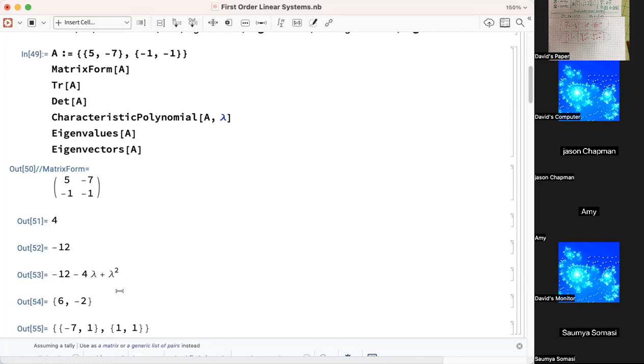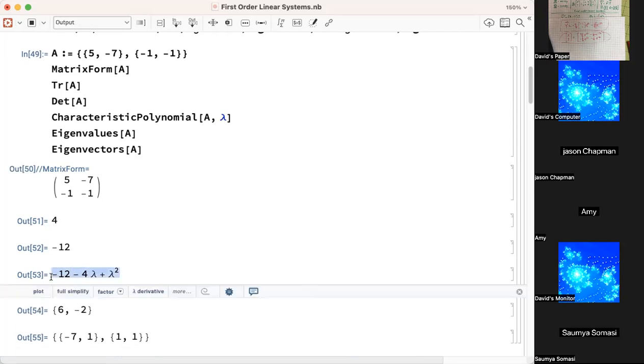Mathematica chooses to simplify things to please itself. So for example, when it writes a characteristic equation like that, I wouldn't suggest you write it like that. It'll just confuse you.